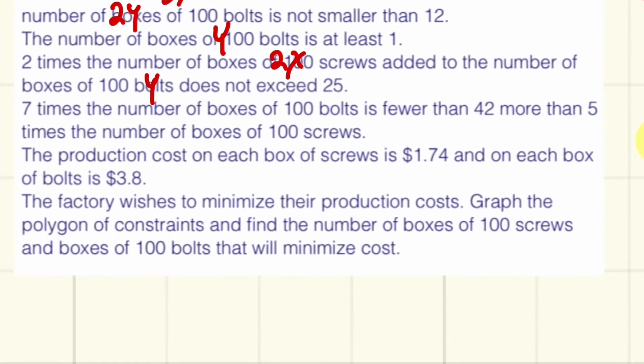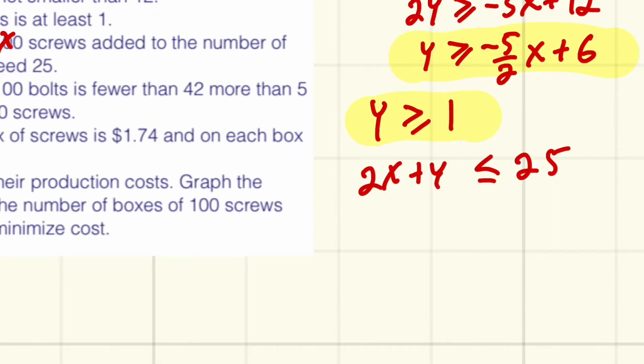The next one, 7 times the number of boxes of 100 bolts, that's 7y, is fewer than 42 more than 5 times the number of boxes of 100 screws, 5x. I want to get the y alone. I'm going to subtract the 2x from both sides. So y is less than or equal to negative 2x plus 25.